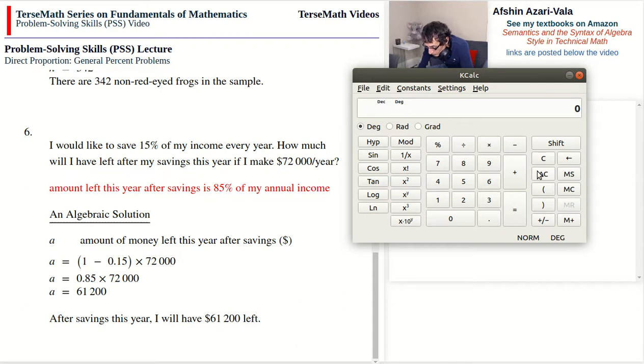However, if I wanted to find out how much I will be left with, you can enter the income first, 72,000, and then multiply this by 0.85, which is 85% of it, and that tells you that you will be left with $61,200.